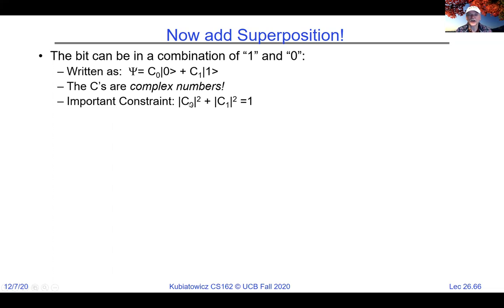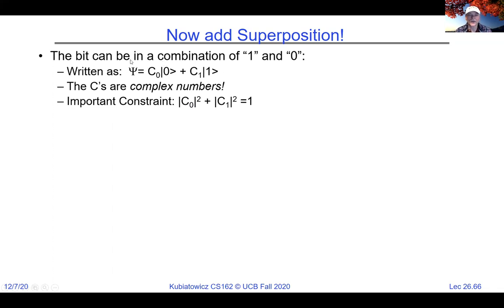And all I need to make sure is that C0 squared plus C1 squared is equal to 1. So what happens is these actually end up being probabilities that if I actually tried to look, I would see a 0, or if I actually tried to look, I'd see a 1. And so what you see here with this psi function is actually a superposition of zeroness and oneness together.